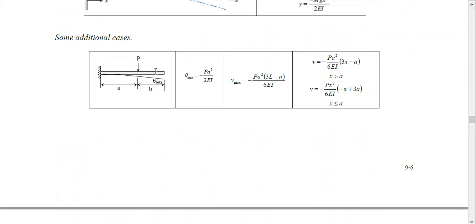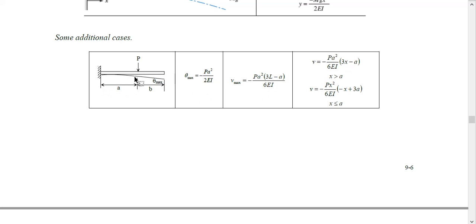Yes, it looks like another kind of beam. Here, this distance and this distance are not the same, not equal. So for this kind of beam, the maximum deflection is P a squared, where a is the distance from here to there, times (3L minus a), over 6EI, where L is the total span and a is from here to there, and EI.